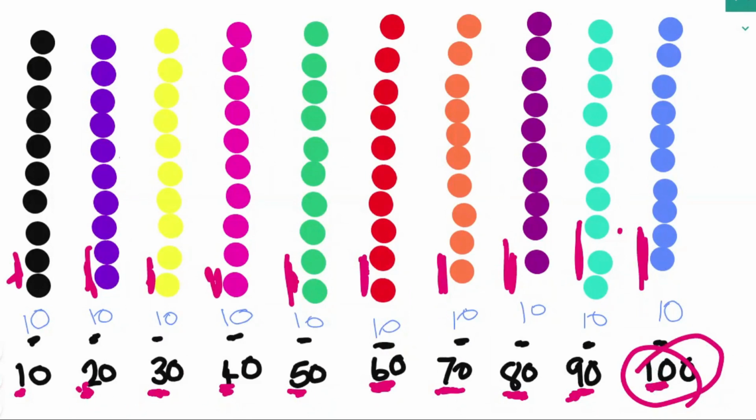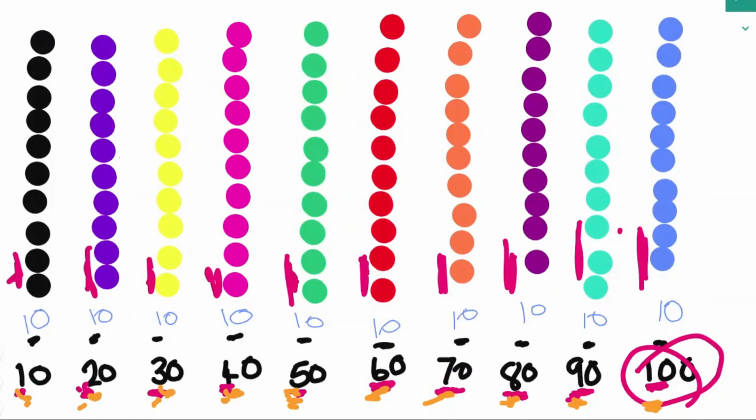So let's just count these just because we can. So here we go. We're just going to simply count in our tens all the way up to 100. And let's see if we can go backwards as well. Here we go. Ready? 10, 20, 30, 40, 50, 60, 70, 80, 90, 100. Should we count backwards? 100, 90, 80, 70, 60, 50, 40, 30, 20, 10.